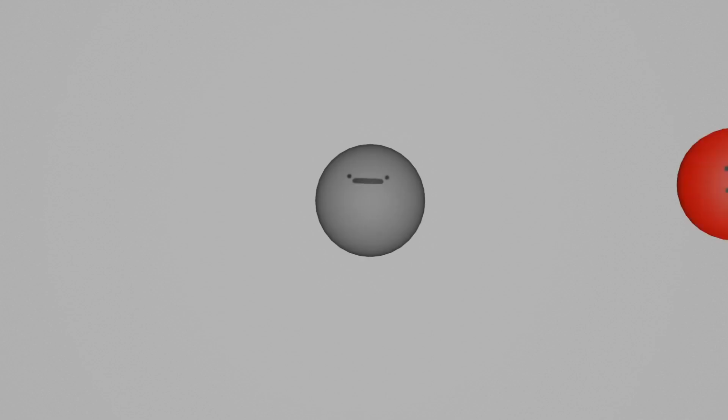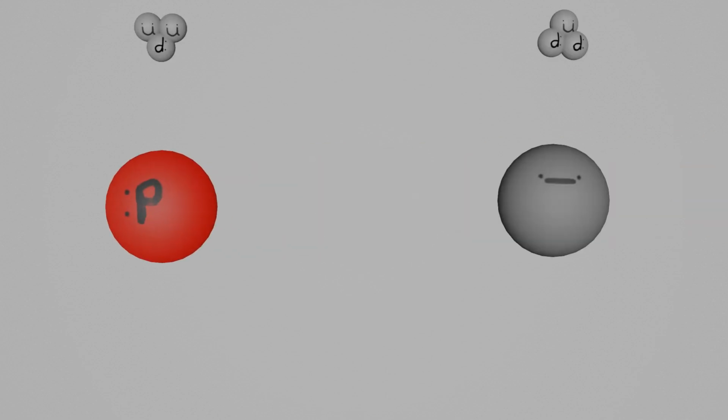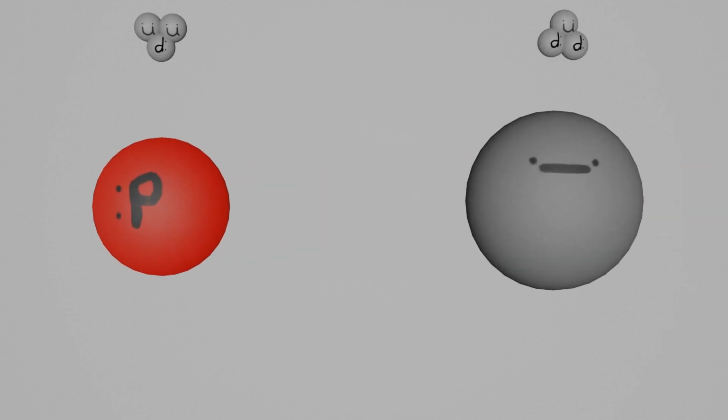Up, charm, and top have positive 2/3 of elementary charge, and down, strange, and bottom have negative 1/3 of elementary charge. 2 up quarks and 1 down make a proton, and 2 down quarks and 1 up make a neutron. However, the quark mass is a small portion of the proton and neutron masses. Rather, the condensed energy in protons and neutrons make up most of the mass.